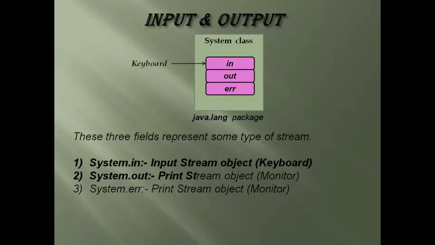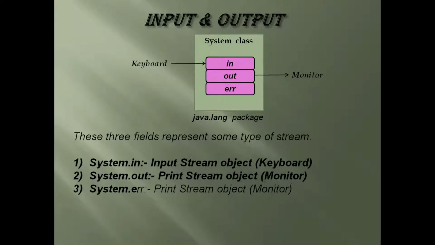Next is System.out. System.out represents a print stream object, which by default represents the standard output device, that is monitor, and it is used to display normal messages and results. And the third one is System.err. This field also represents a print stream object, which by default represents monitor. It is used to display error messages.